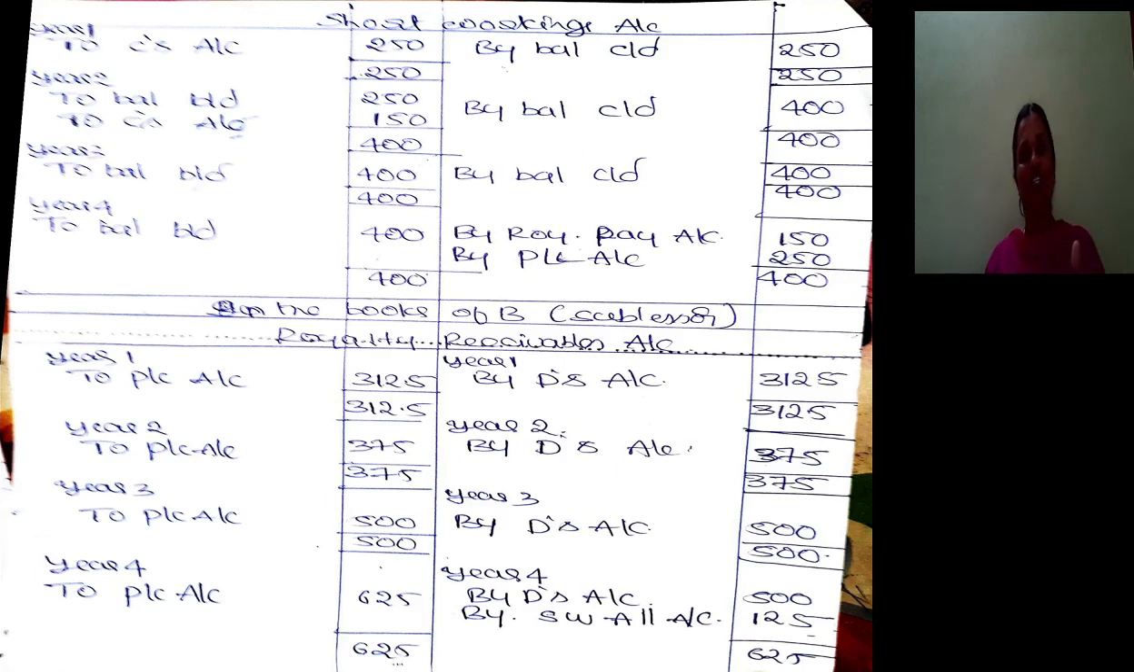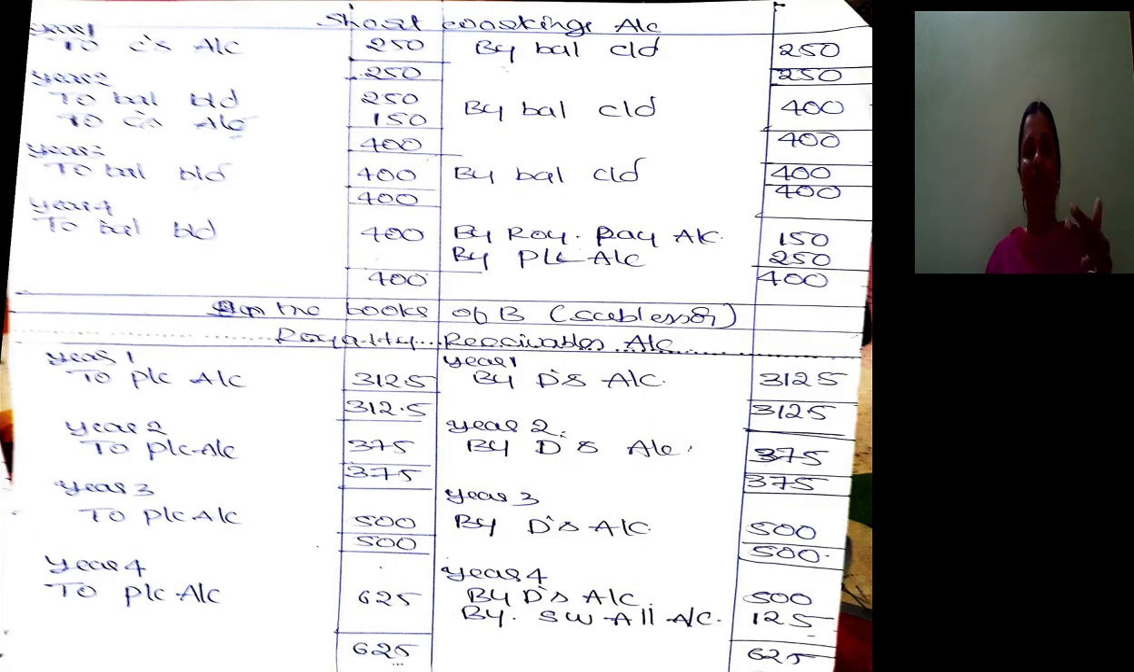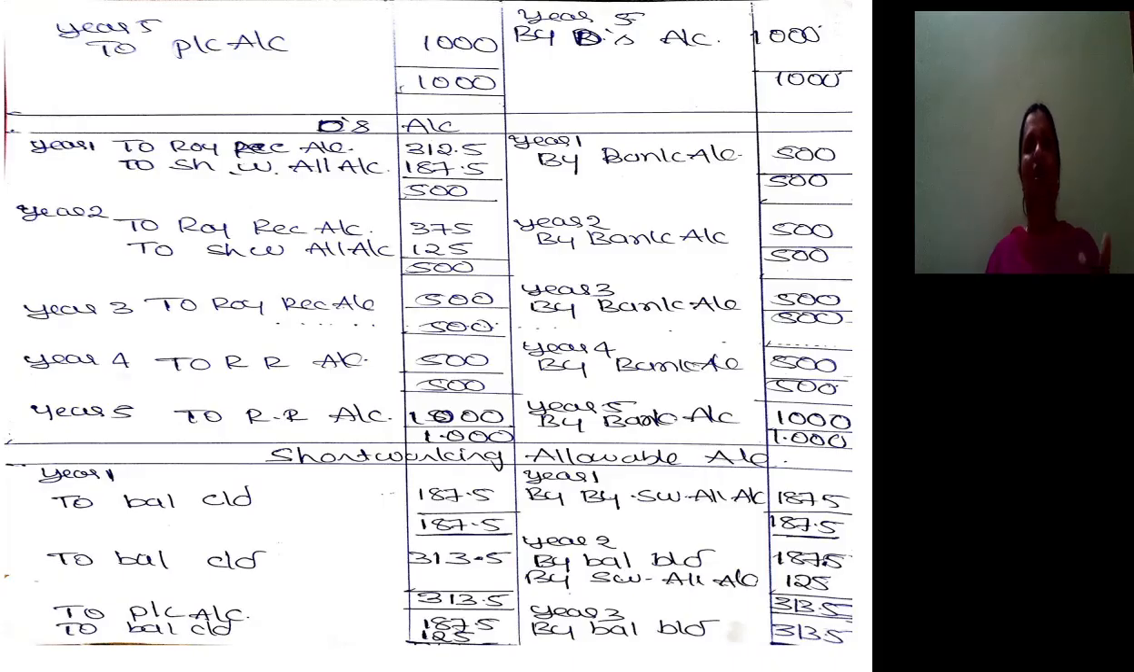Second year situation is the same, the due entry we need to pass. So what's the due entry? Lessee's account debtor, to royalty receivable, to short working allowable. So in royalty receivable, by D's account 375, it should be closed by transferring it to profit and loss account. And in short working account, by balance anyway it is there 187.5. By D's, you make it as D, not short working allowable. By mistake it was written by D's account 125.